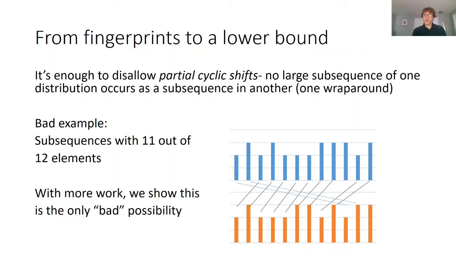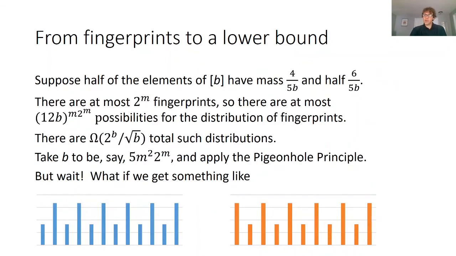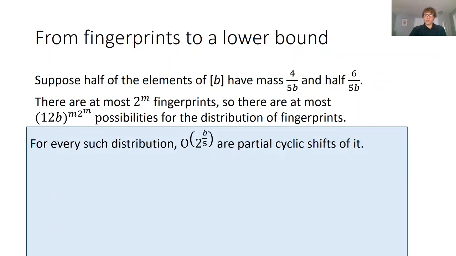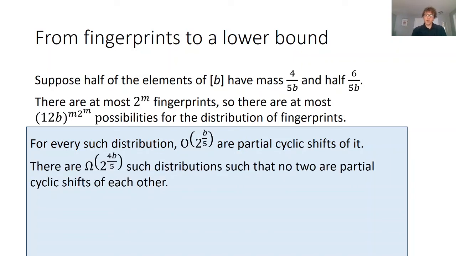Now, of course, for us to have a large subsequence just by counting, it turns out that for every distribution of this form, there aren't really that many that are partial cyclic shifts. And so we show that there's, at least compared to 2 to the b, there aren't that many distributions that are going to be, for our parameters, partial cyclic shifts of it. Which leaves us with about 2 to the 4b over 5 such distributions, such that no two are partial cyclic shifts of each other. And then now we can copy what we did before.